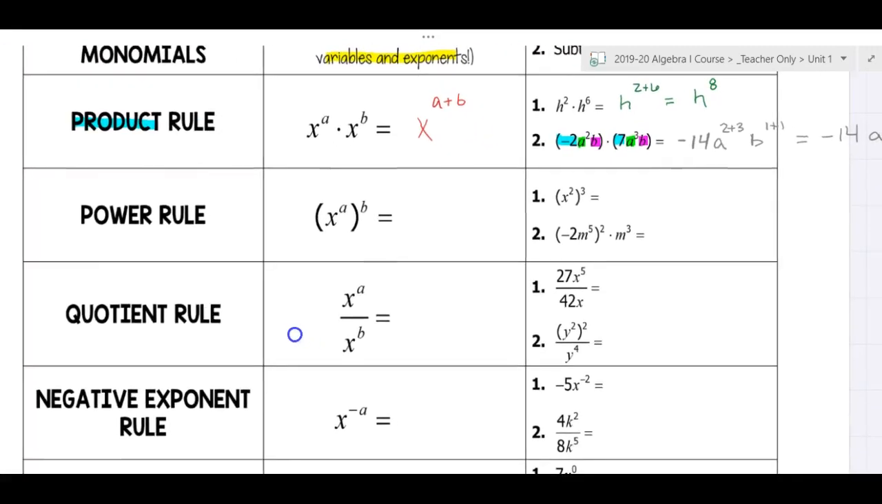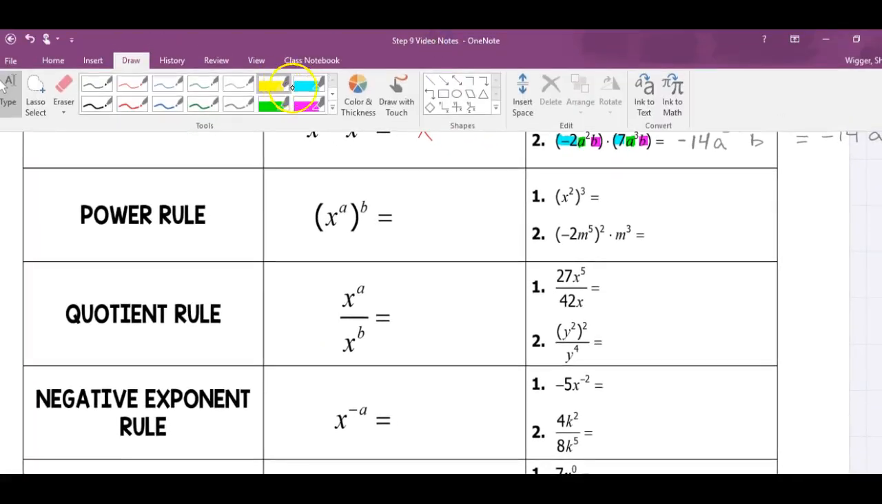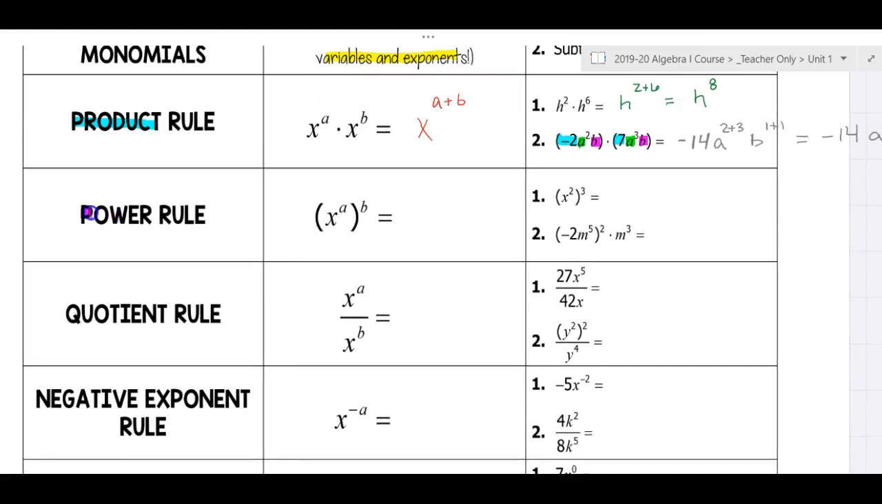The power rule. Power means exponent. So we have an exponent raised to an exponent. So the base is x, and I'm going to multiply the exponent a times b. In example 1, I have a base of x, exponent 2 times 3, x to the 6th power.